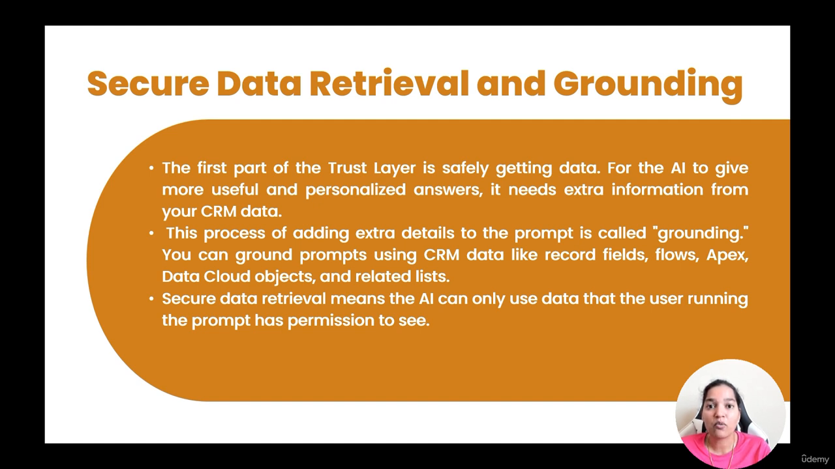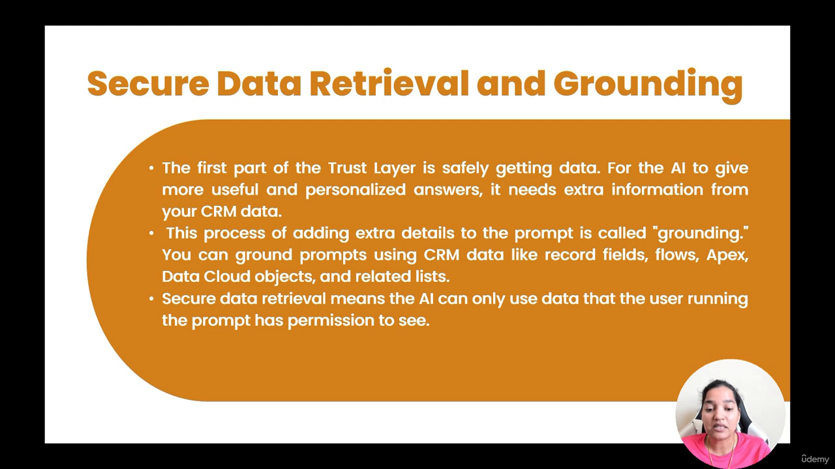Secure data retrieval. Now, what is the meaning of secure data retrieval? Now you've understood what grounding is. Grounding is basically to add additional information to the prompt by fetching data from CRM objects, fields, etc., related list. So that is what grounding is. Now, what is secure data retrieval? It means the process of retrieving the data from CRM is going to be secure, and it is also going to apply what roles and permissions you have access to, what access you have. Based on that, only that amount of data would be retrieved.